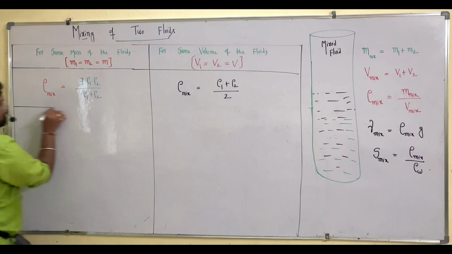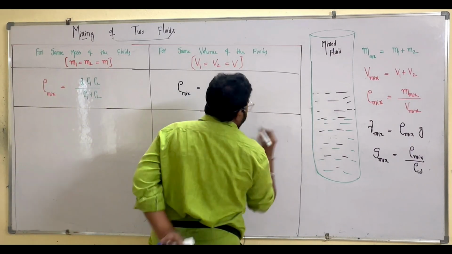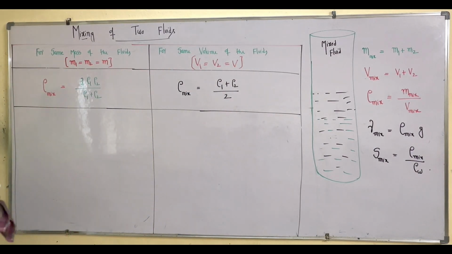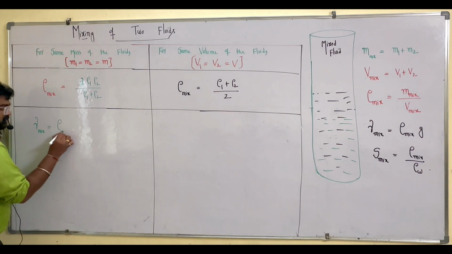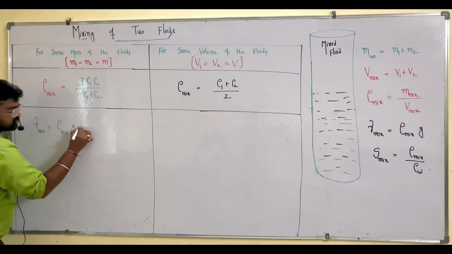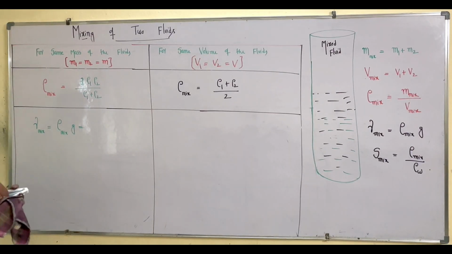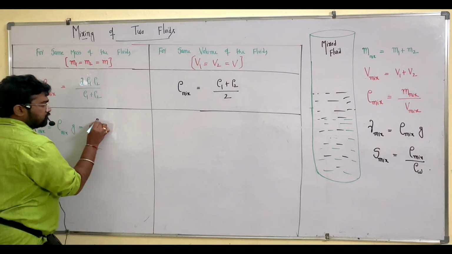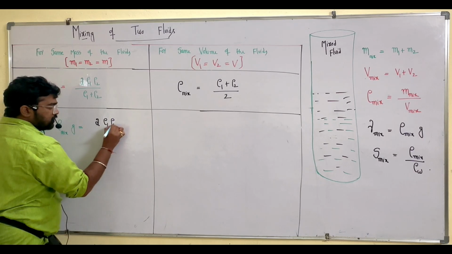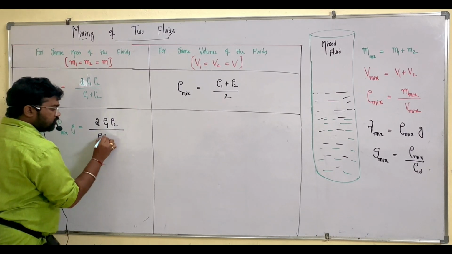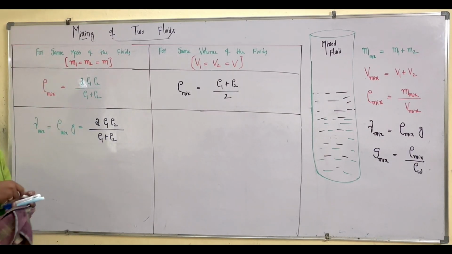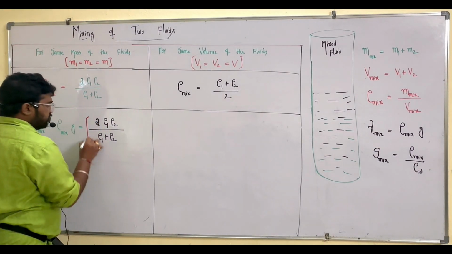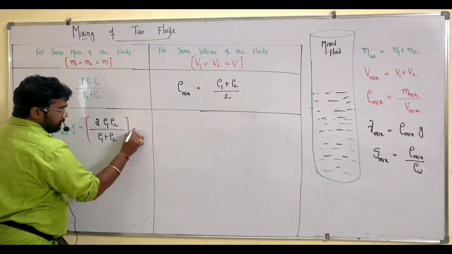So what is the gamma mixture? Same volume, same mass case. Gamma mixture equal to rho mixture into G. What is the rho mixture into G? 2 times of rho 1 rho 2 by rho 1 plus rho 2, into G.